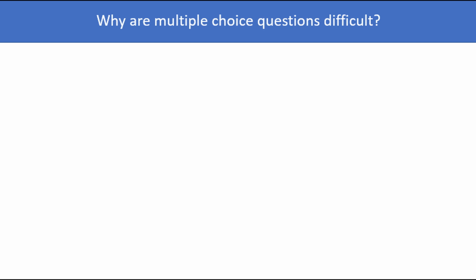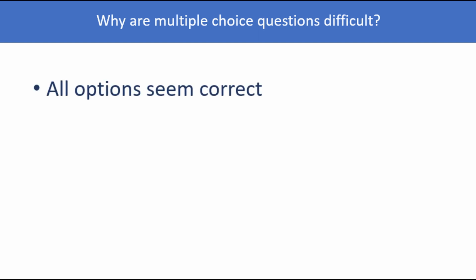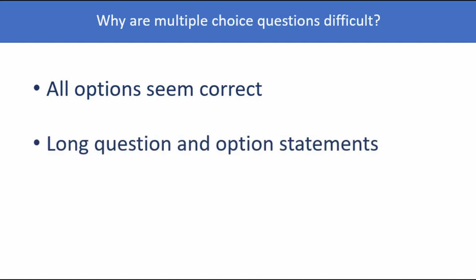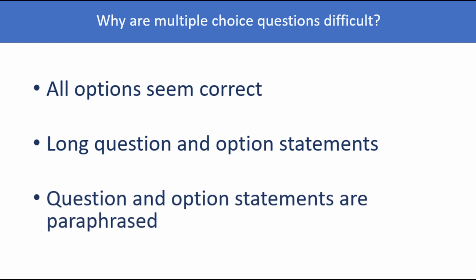Okay, so why are these questions so difficult to deal with? For you, these or one of these could be the reason. All options seem correct. Yeah, that's frustrating. You don't just get the correct options being stated in the audio, but the wrong ones too. Secondly, to make matters worse, both the question and option statements are sometimes too long and you don't get enough time to read them all before or during the audio. Lastly, the questions and options are paraphrased, which means the words you hear in the audio would be quite different from what you read in the question statements.